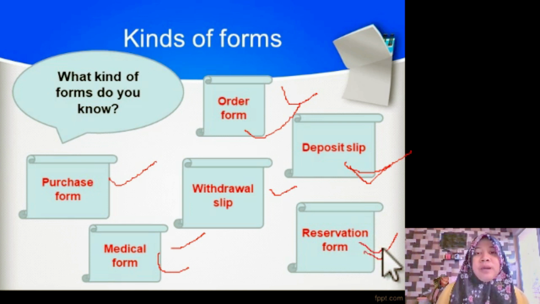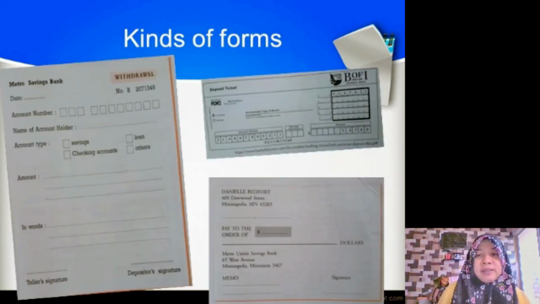Next, reservation form. Maybe if you want to go to Bali for a vacation or holiday with your family, you have to make a hotel reservation first before you arrive at the destination. So you will fill in the form maybe by Traveloka or online. You will fill in some of your data to make a reservation for your hotel or your flight. Okay, I think that's all for the kinds of forms.